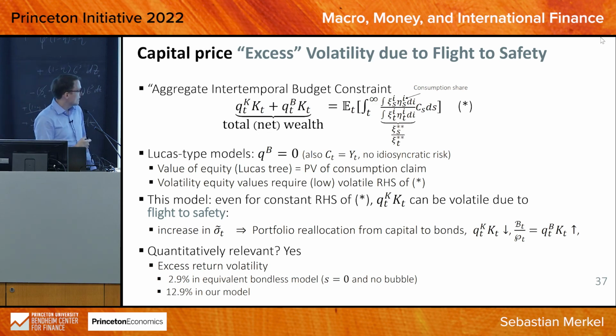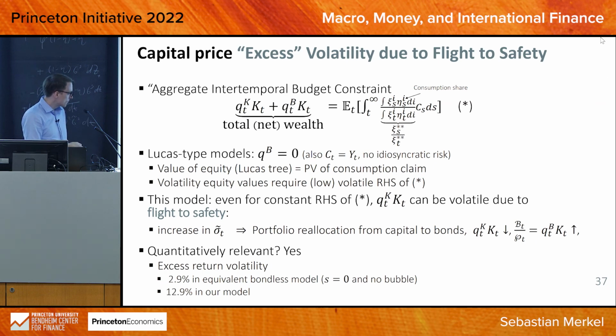So how important is that? Unfortunately, these are the numbers based on the old calibration, but I have briefly looked at them. I don't think it changes a lot. The exact numbers are going to change, but the proportions are probably fairly similar. So given that we do have a quantitative model, we can actually look at how much kick we get from this flight to safety from capital into bonds in bad times in terms of equity volatility, or here, capital return volatility. And the answer is quite a bit.